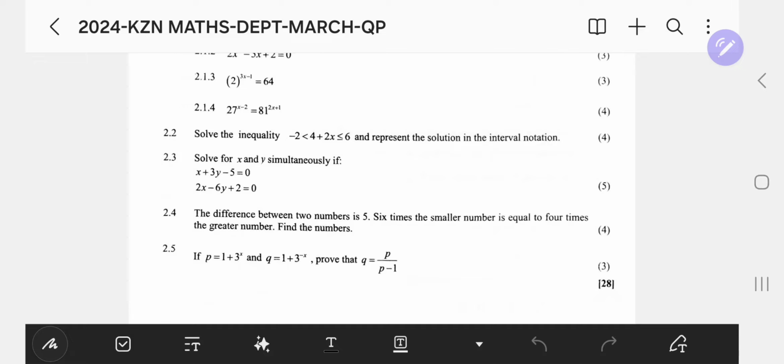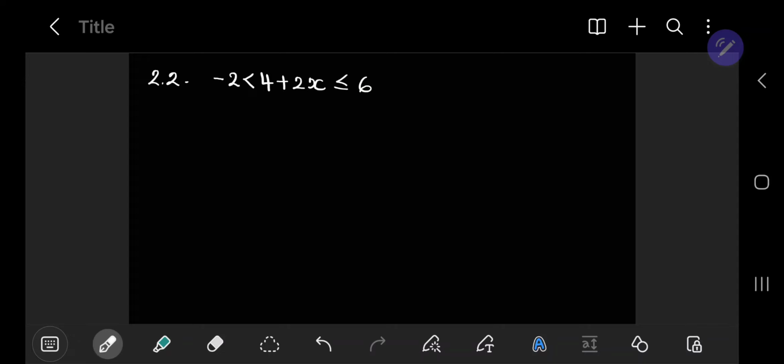2.2 is based on an inequality. It says solve the inequality where we have 4 plus 2x in the middle, and on either side we have negative 2 and 6, and represent the solution in interval notation. So here's the given question. And when it comes to inequalities, it's very similar to solving for x.